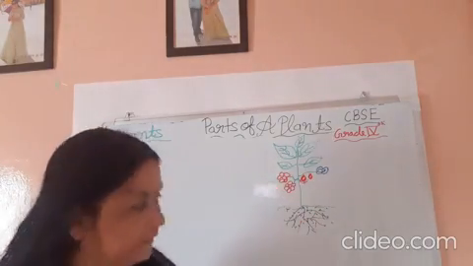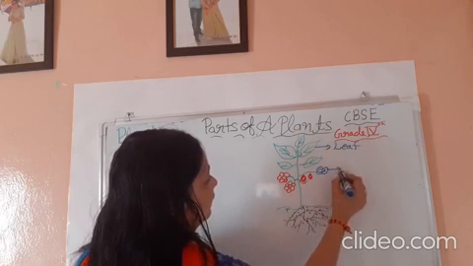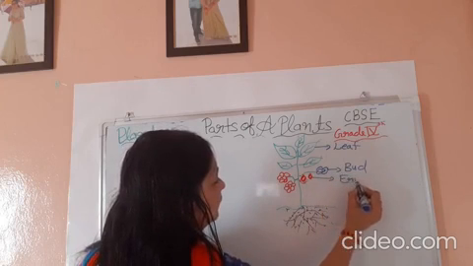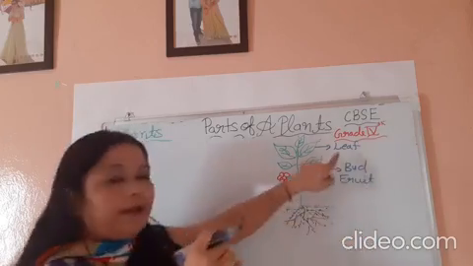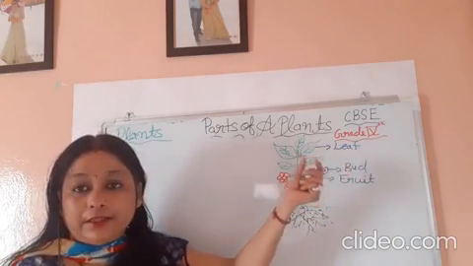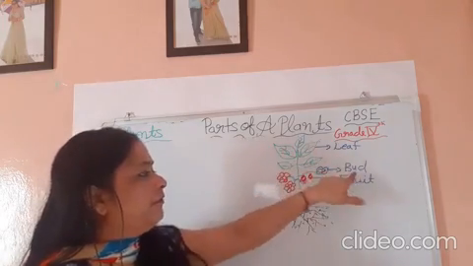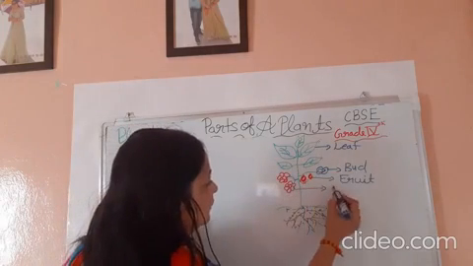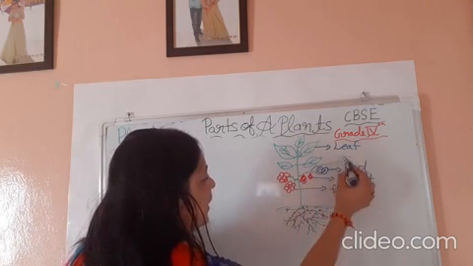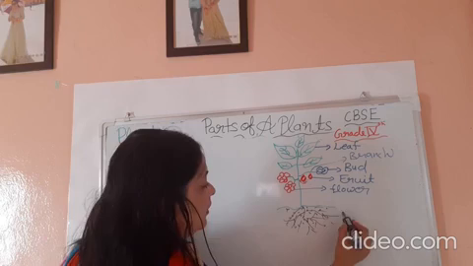This is a leaf, bud, fruit. See on your screen, the parts are showing very clearly: leaf, bud, fruit and flower. And this is a branch, and this is a root.